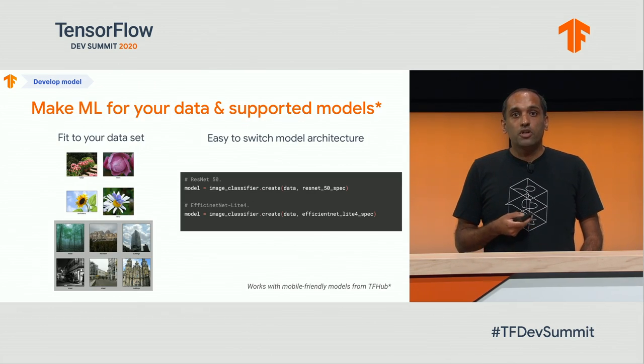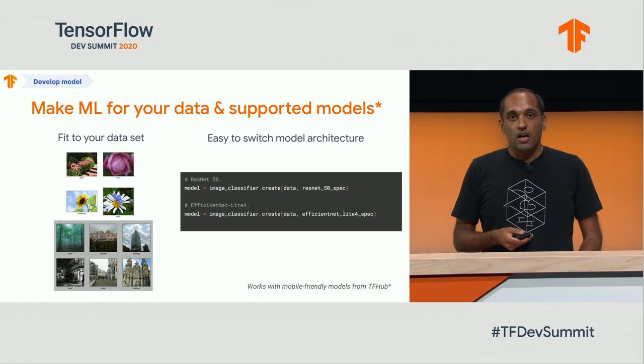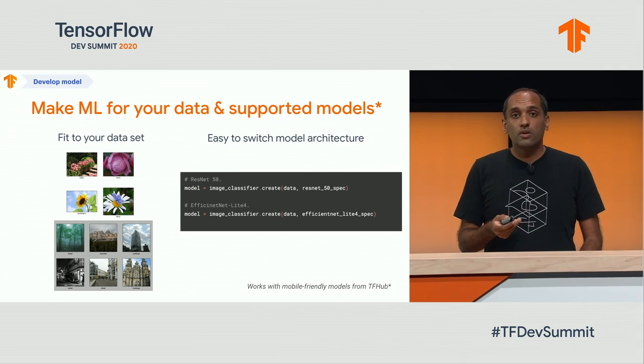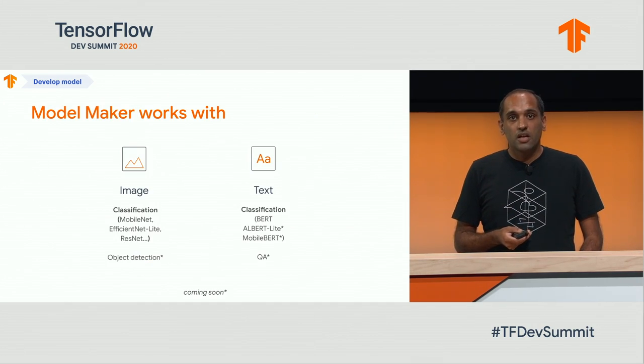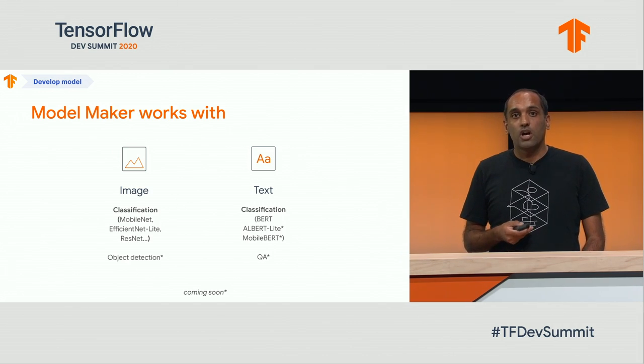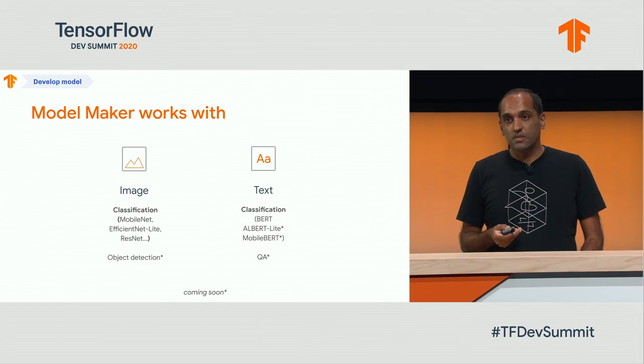In ODML, you have to constantly make a trade-off between accuracy, inference speed, or model size. And therefore, we want to allow you to not only customize models for your own data, but also easily switch between different model architectures. As shown in the code here, you can easily switch by choosing to use either ResNet or EfficientNet. We currently support image and text classification use cases, but new use cases such as object detection or question and answers are coming soon. I'll now hand it off to Lou to talk about how you can easily share, package, and deploy these models.